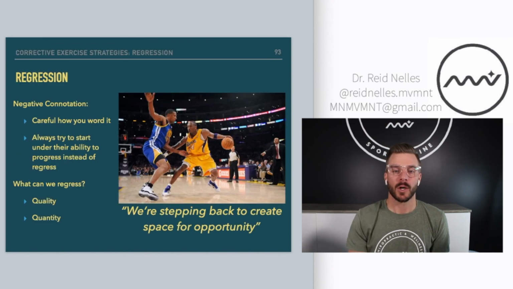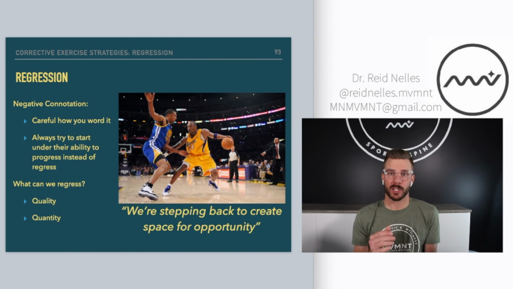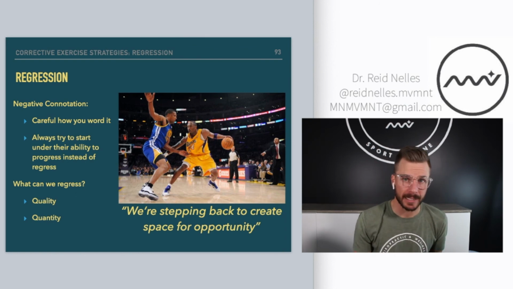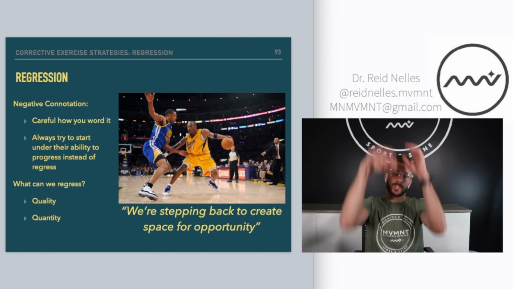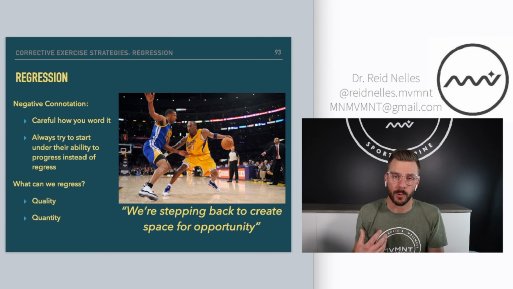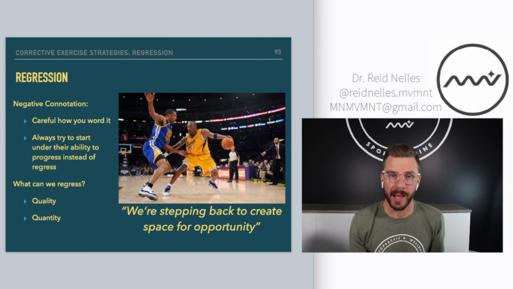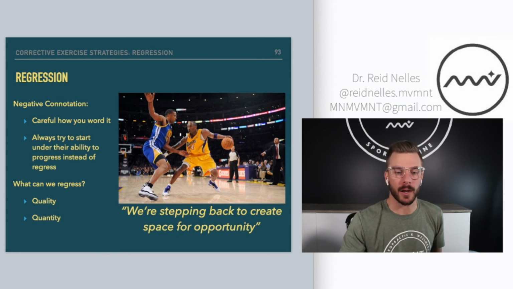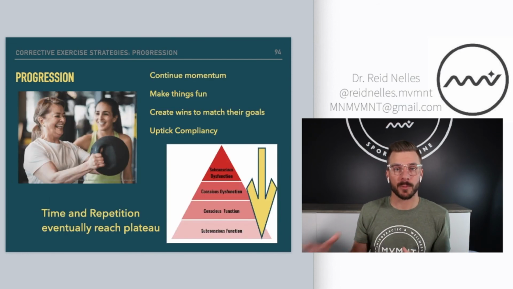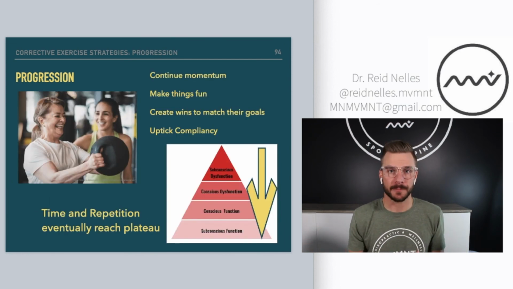Okay? So, regressions. We have to get over the negative connotation of downgrading somebody. Rather, I like saying, hey, we're stepping back to create space for opportunity. Kobe, rest in peace, was fantastic at taking a step back to throw up a shot. That space between him and the defender created an opportunity for a score. Okay. I didn't play basketball, so don't make fun of my lingo here. Right. On the other side, we are going to understand when to progress and how to progress and what steps we have to take to get there.